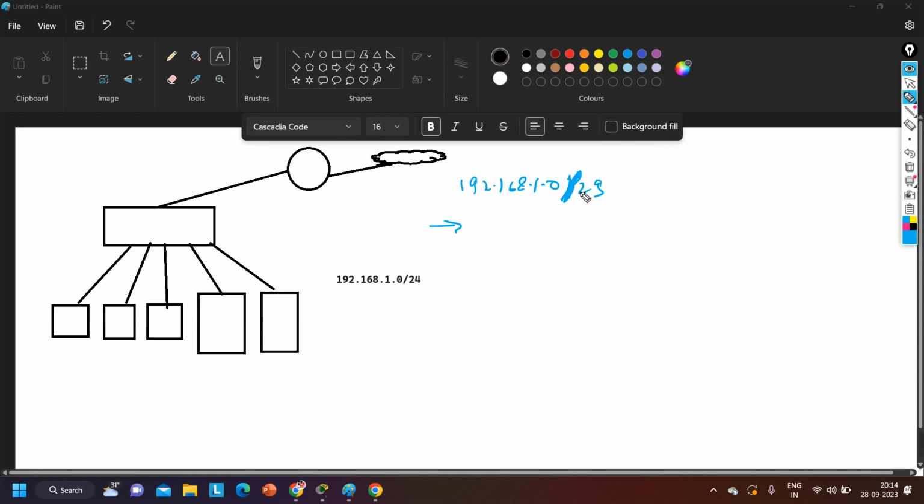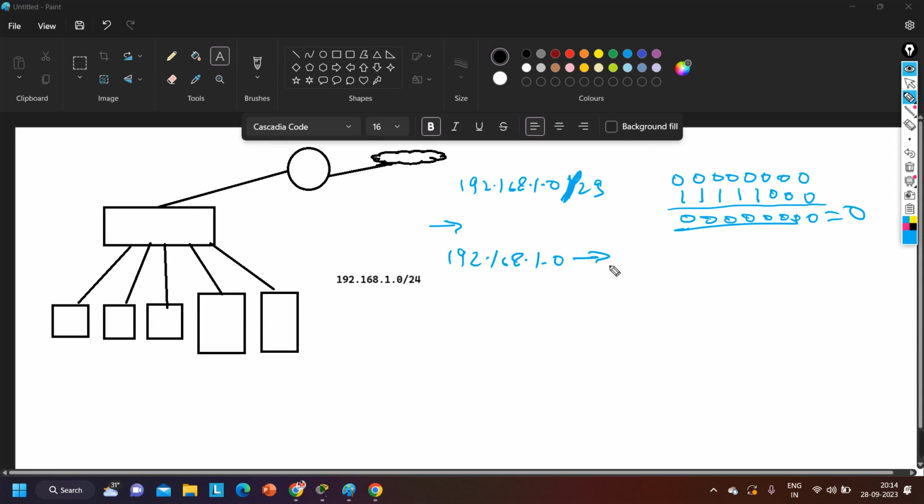Here I am going to convert the last, fourth octet value into binary. Binary of 0 will be 0 0 0 0 0 0 0 0, and after that the binary of the subnet mask is 1 1 1 1 1 0 0 0. Here you will perform the AND operation, so all values will be 0. What value will you get? 0 in decimal. So your network ID is 192.168.1.0.